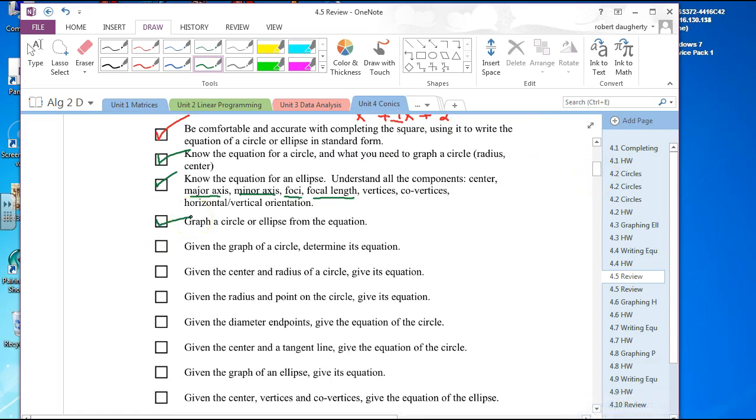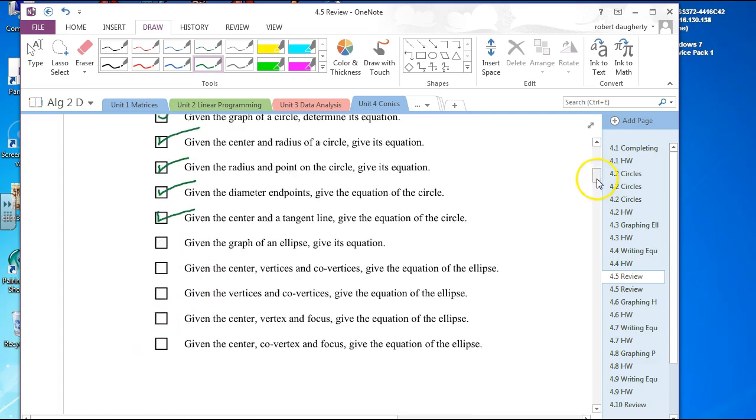Given the graph of a circle, give me back its equation, okay? And this is going through some of the details of what I just said. Given the center and the radius of a circle, give the equation. Given a radius and a point on the circle, given the diameter endpoints, all of these give me the equation, a center and a tangent line.